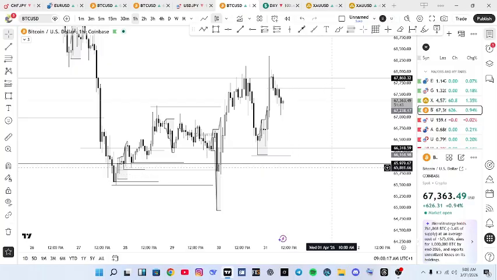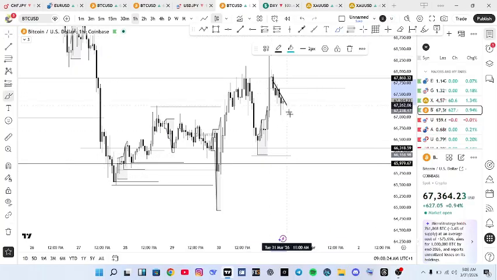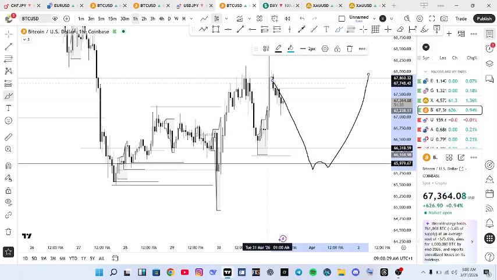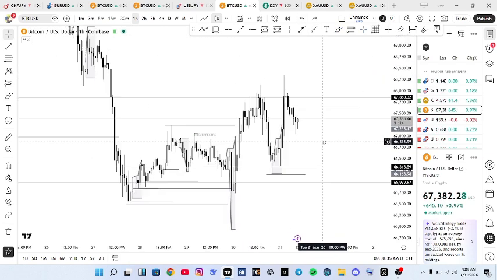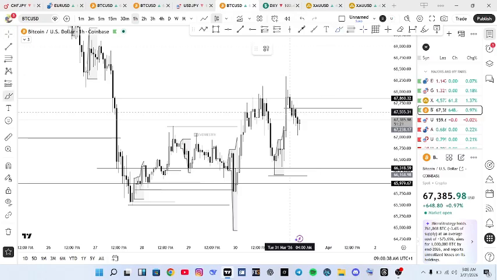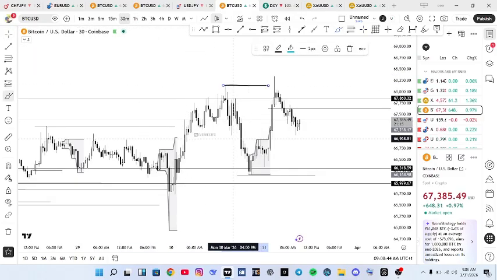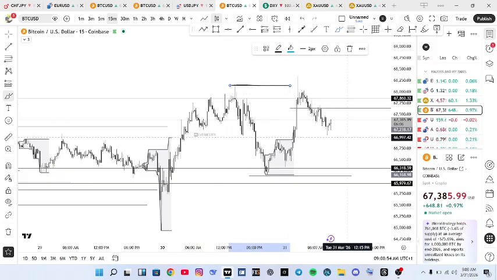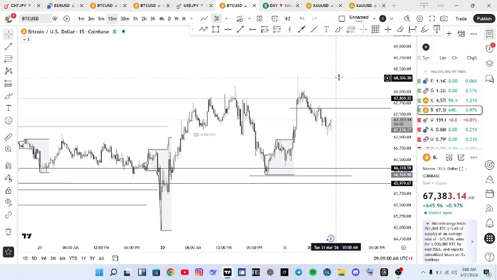This place will be a good zone to buy from. Below this place, I can just expect price to come like this. I can expect price to come down to 65,000 plus, then I can buy from here. But at the same time, I don't really trust this place somehow. Why will price come and sweep here? If price never swept here, then I would expect something else. But let's just wait and see what BTC wants to do next.